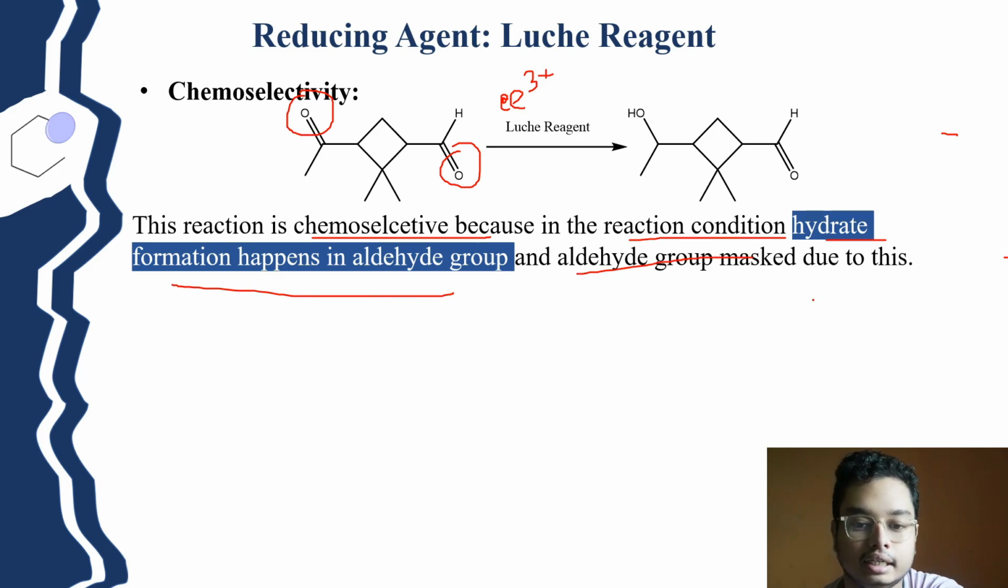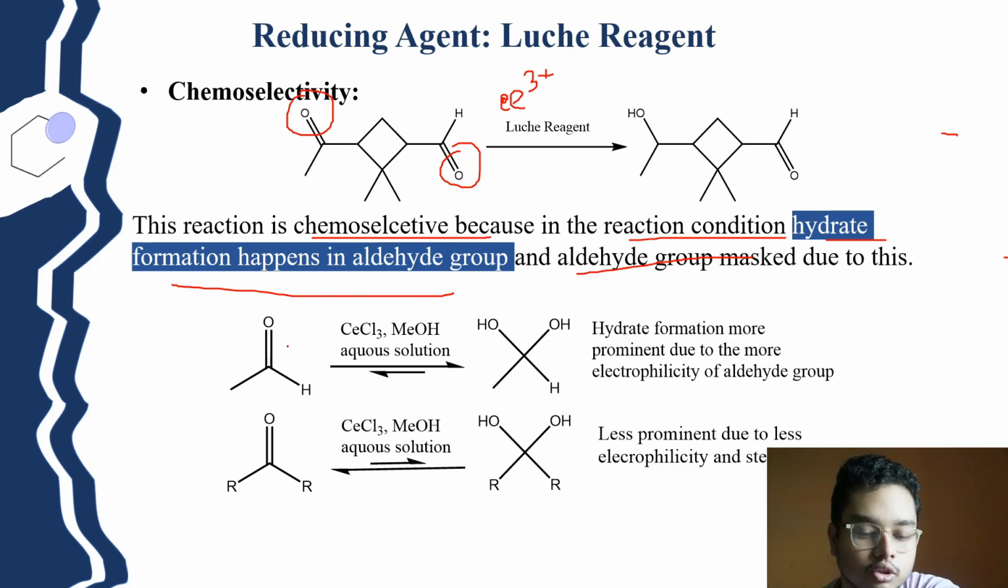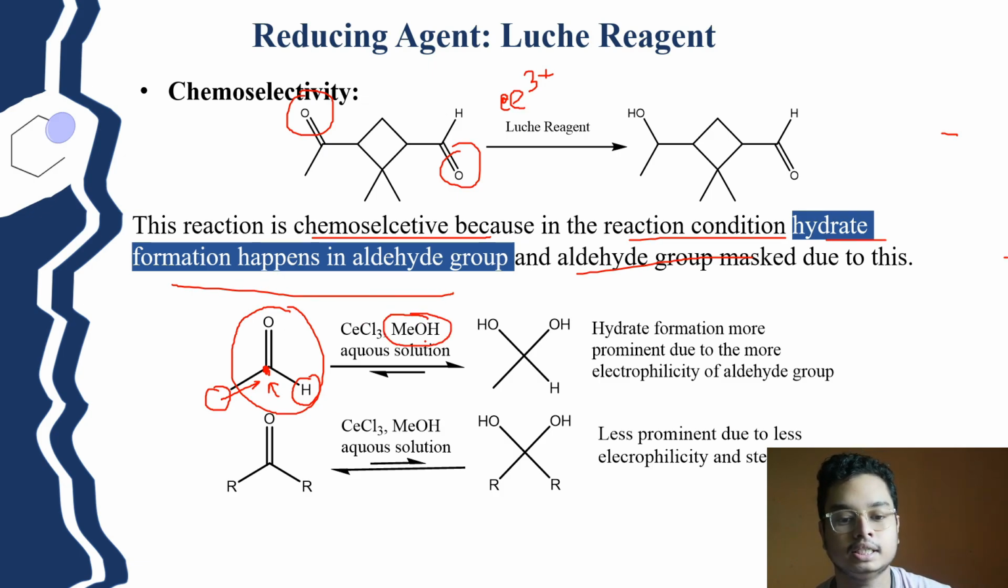So let us understand this with this diagram. In the case of aldehyde, you can find here that there is only one alkyl group, which pushes electron density to somewhat stabilize the electron deficiency in this center. But on the other hand, the other substituent is a hydrogen, so it is not showing any inductive effect. So this center becomes reactive.